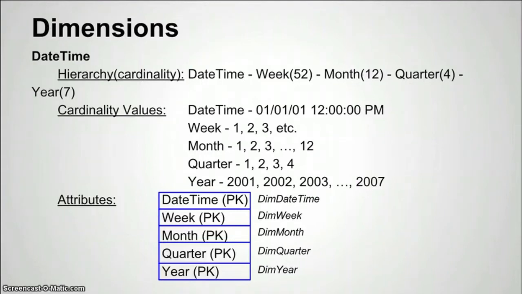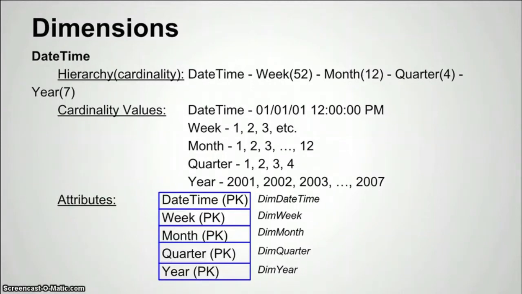Some of the cardinality values include date time, which would just be any date of a month of a year plus the time. Week would just be 1, 2, or 3, and so on and so forth. Month would be 1 through 12. Quarter would be 1 through 4, and year would just be any year value.